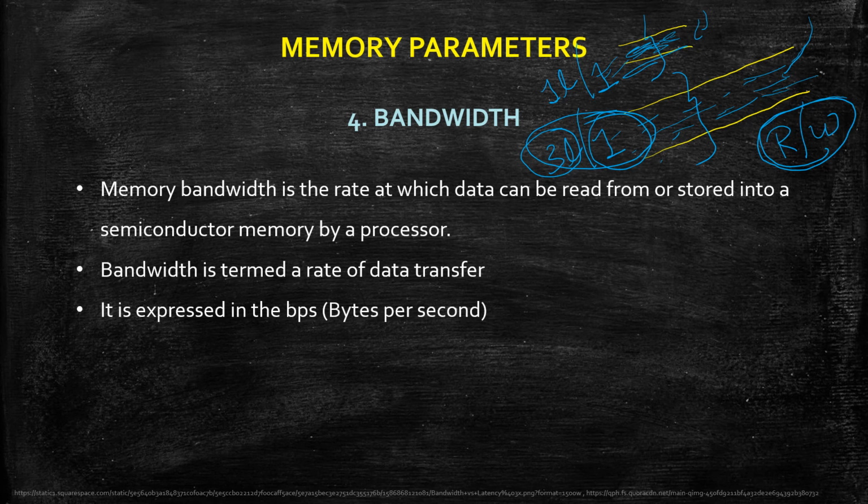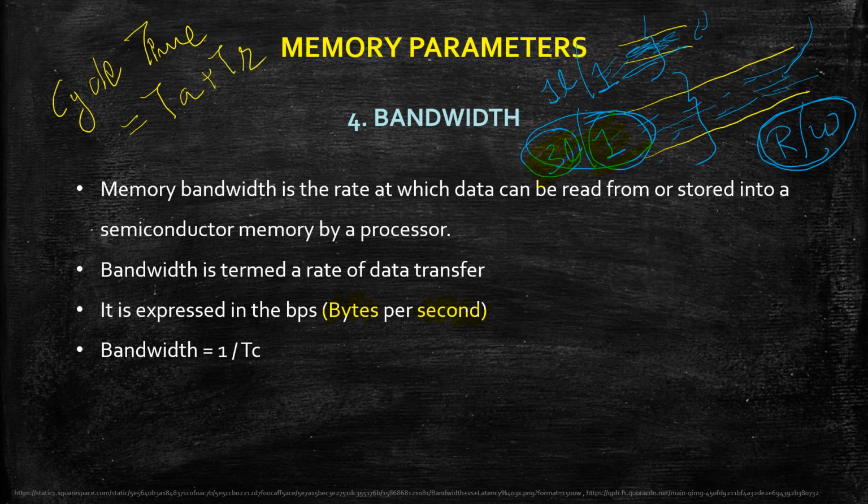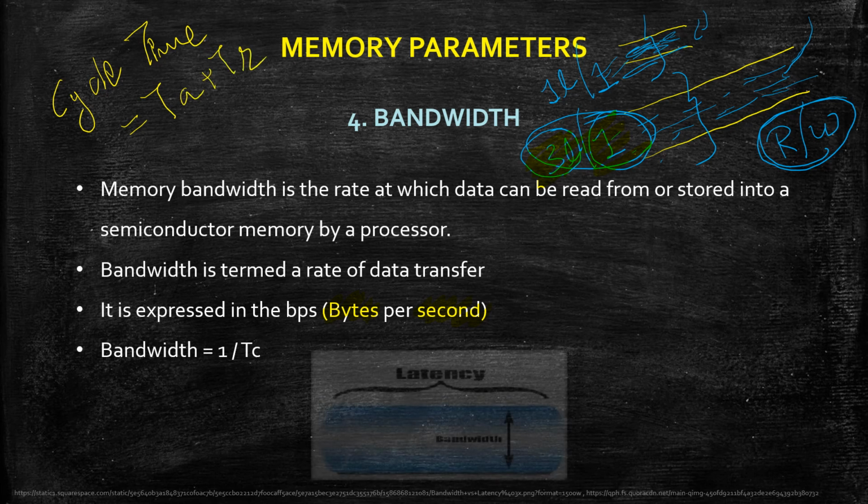As I told you, two entities are there in the bandwidth. The first entity is the amount and the second entity is the time. So here, because we are talking about the data transfer, our first entity is the bytes and the second is the second, right? And the formula to calculate the bandwidth is 1 upon Tc. Remember what is Tc? Tc is nothing but the cycle time. And what is the cycle time formula? Cycle time formula is the access time plus the recovery time. Okay, so this is about the bandwidth.